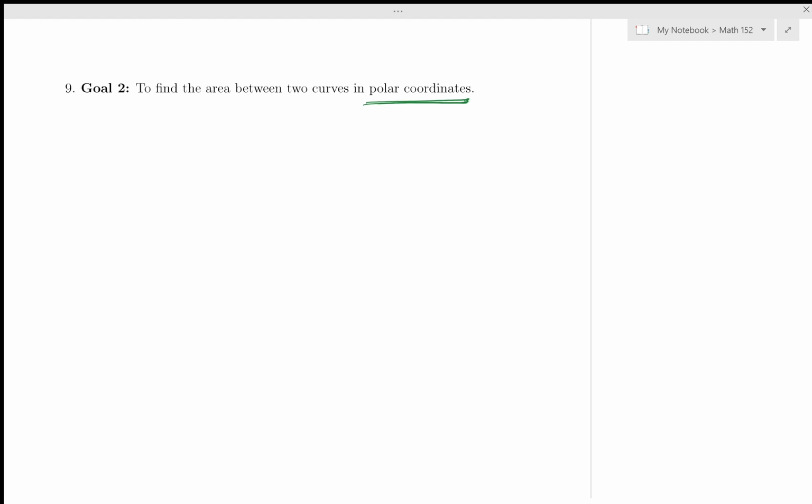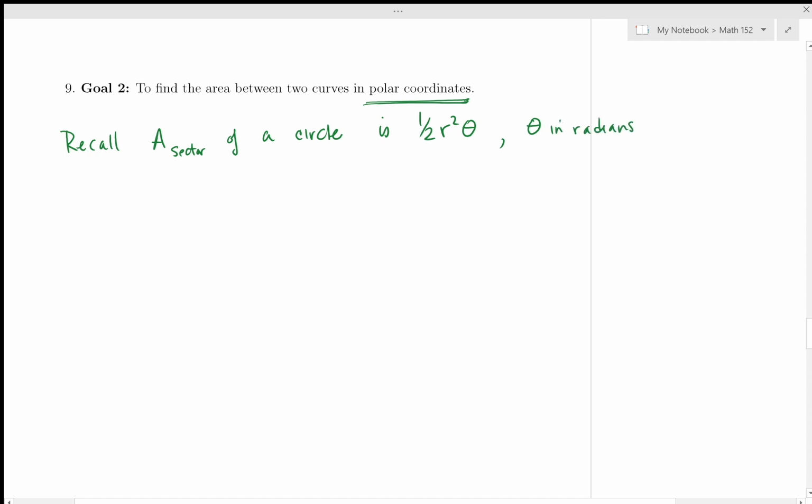Okay, so let us see how this is going to work. Two curves in polar coordinates. First of all, we're going to recall something important: the area of a sector. The area of a sector of a circle is 1/2 r squared theta. We're always working in radians. Degrees should be flushed out of your brain. I'll put here theta in radians, but I'm not always going to say this. You should assume I'm working in radians, and you should always work in radians unless there's some reason to specify otherwise. Okay, so what does that mean?